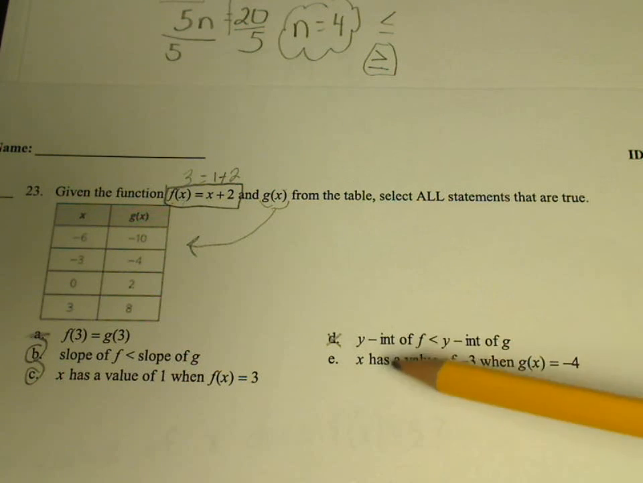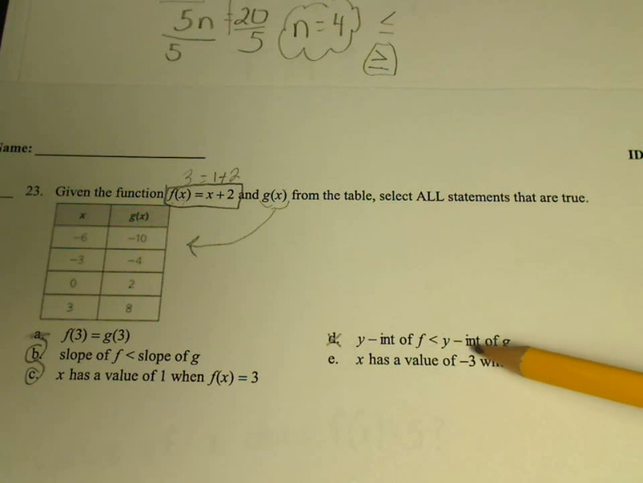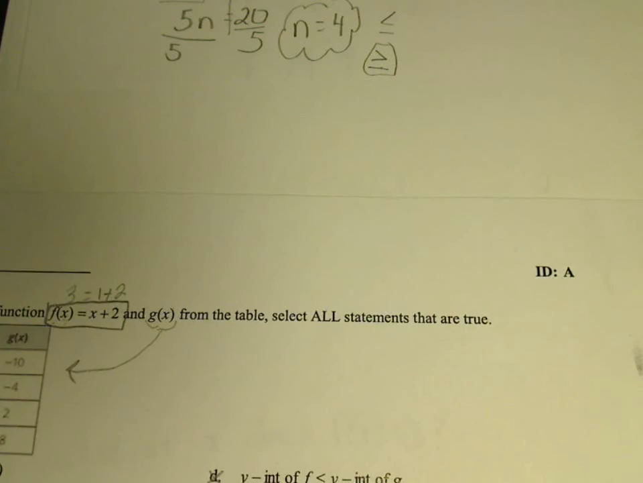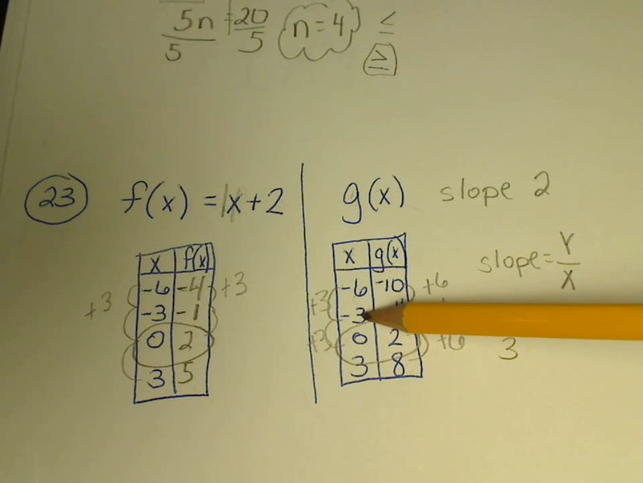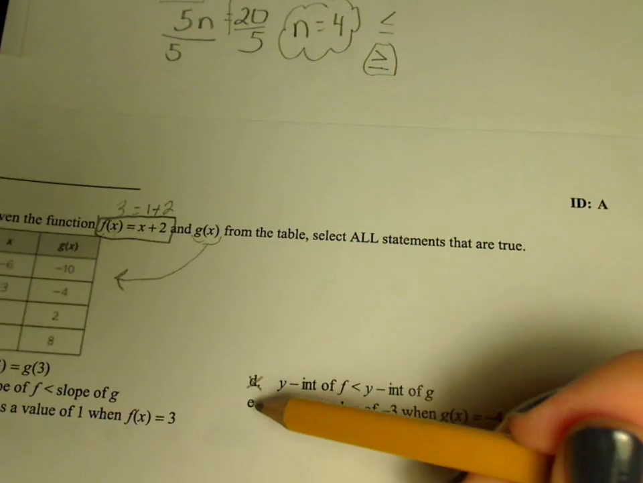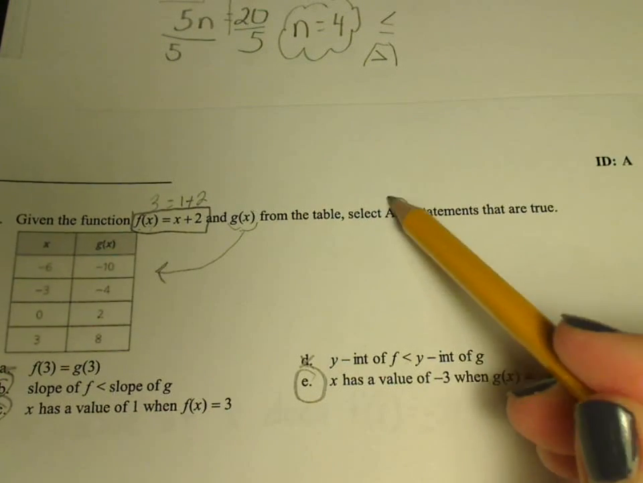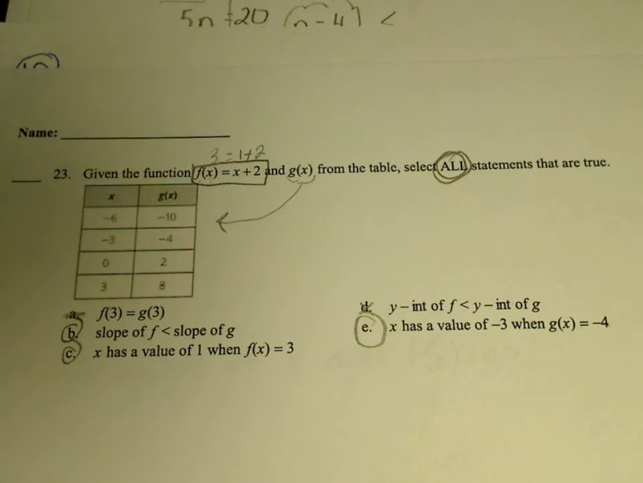Last one that we're going to do. x has a value of negative 3 when g of x is equal to negative 4. Well, let's see if that's true. When x is negative 3, g of x was negative 4. So that's true. So when it says select all, then it would be B, C, and E. All right, good luck on your test.